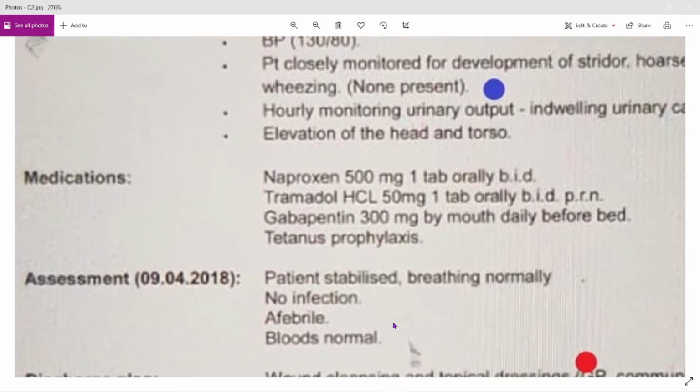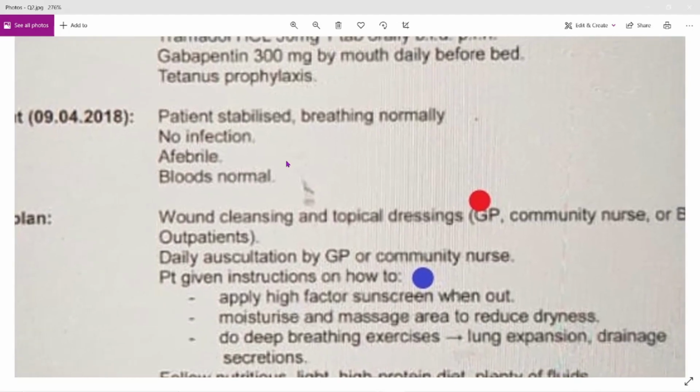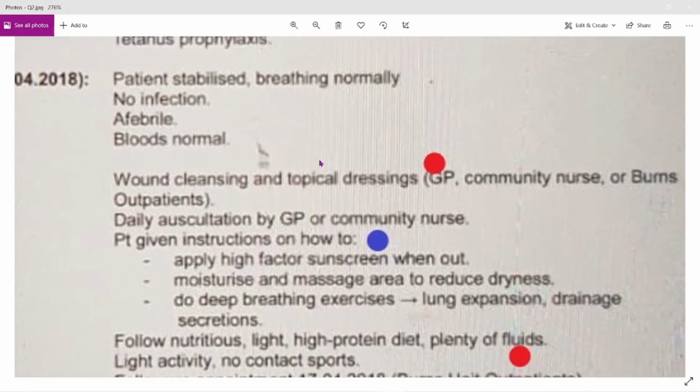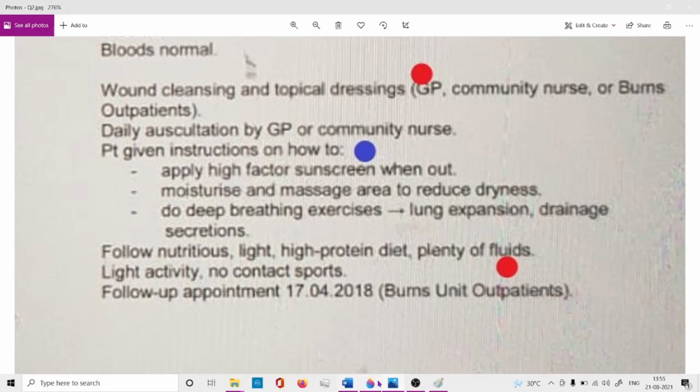Now assessment, just make it a part. Breathing normally, so no need to mention; no infection, no problem, blood is normal. Why do we have to worry about that? So I have even explained this question itself. Now we will see the answer.